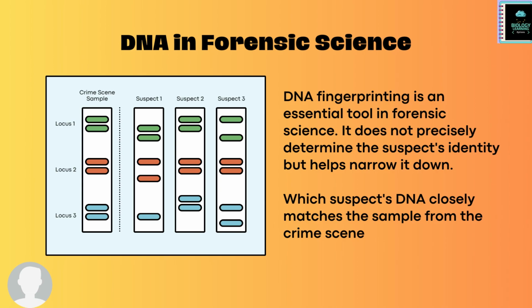A piece of X-ray film was then exposed to the fragments and a dark mark was produced at any point where a radioactive probe had been attached. The resultant pattern of marks could then be analyzed easily, showing which suspect's DNA closely matches the sample from the crime scene.